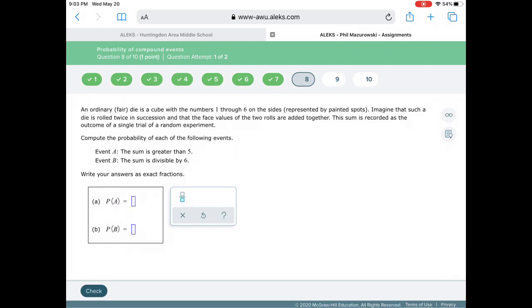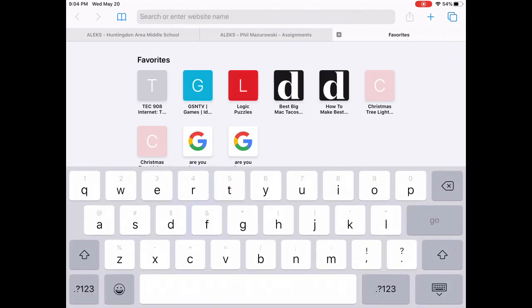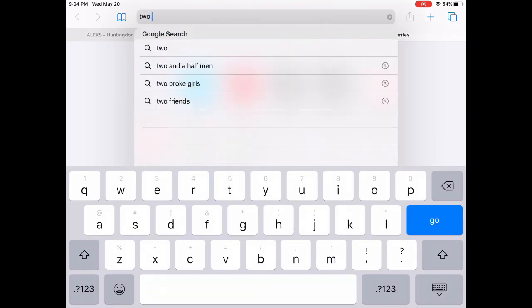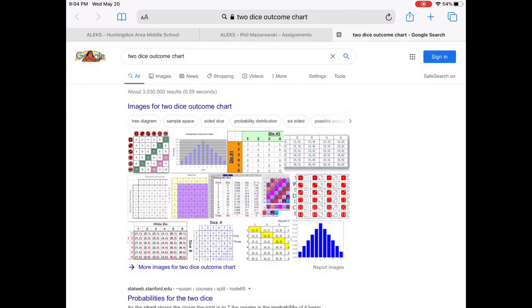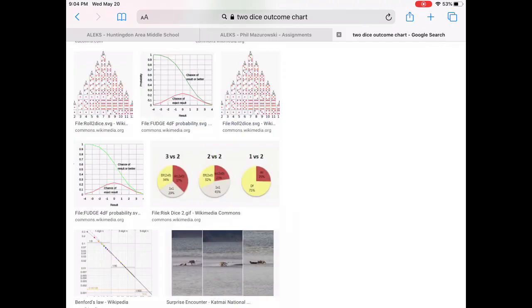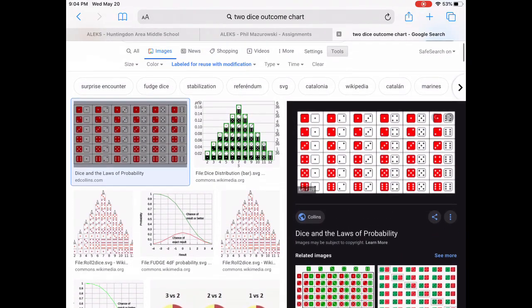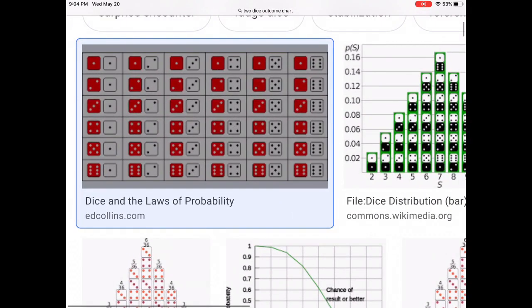For this particular problem, I'm going to look up all of the outcomes, because if you think about it, if you're rolling a die twice, you've got 36 outcomes. So we've got 6 times 6 as our sample space, and those are pretty simple to find on the web. Let's see, 2 dice roll outcome chart. That ought to be what we're looking for. I like this one because it actually shows the dice here. I want to make this a little bit bigger.